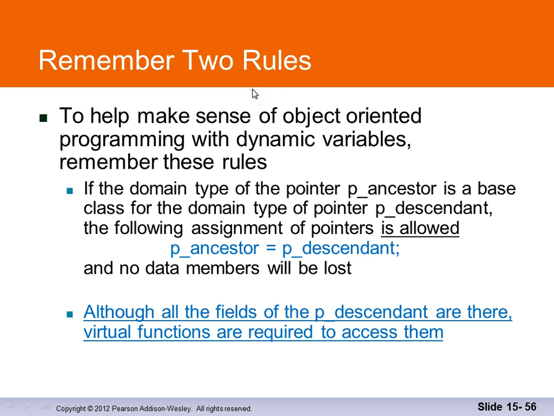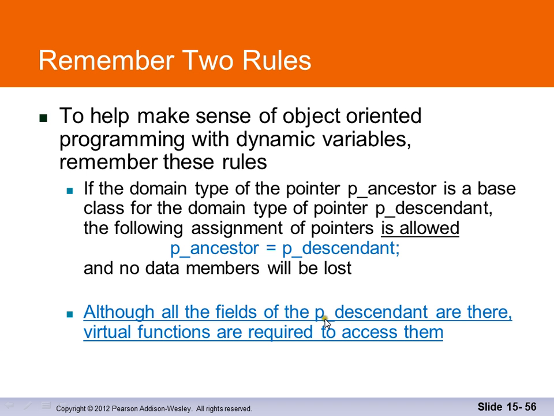Fine. So we have two rules. Let's look at those. If the domain type of the pointer ancestor is a base class for the domain type of the pointer descendant, the following assignment of pointers is allowed. So we know that in C++ you can assign the derived class to the base class. You can also assign the address of the derived class to the address of the base class. But if you don't have virtual functions and pointers, then you'll have this slicing problem.